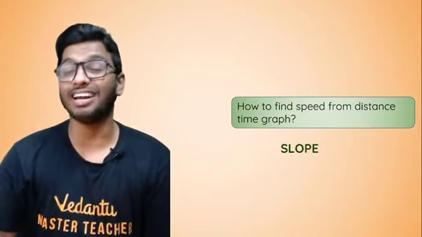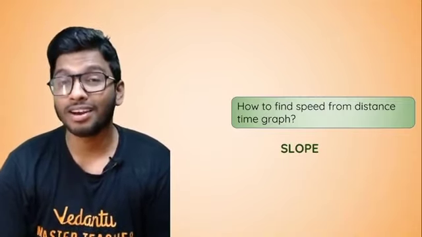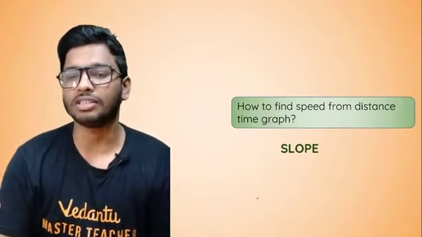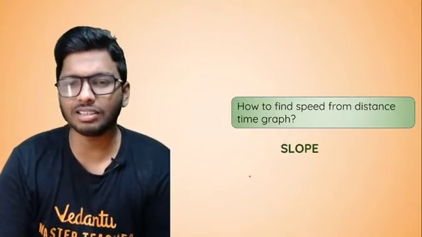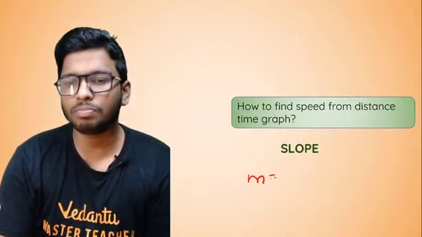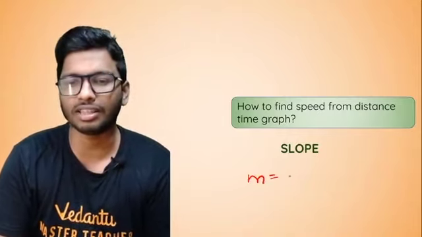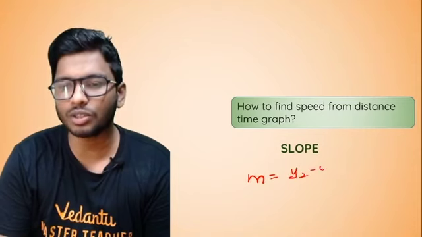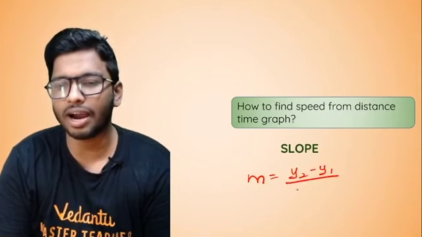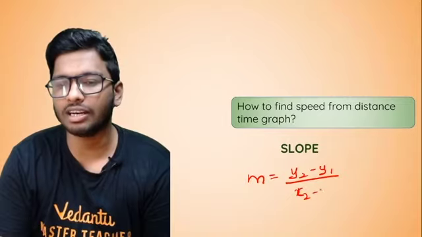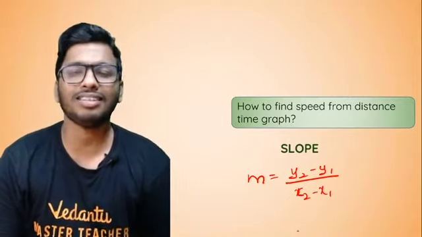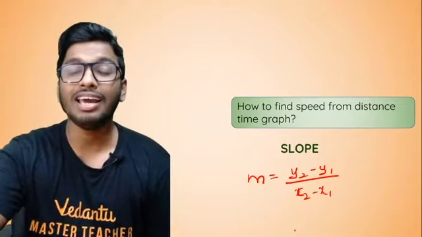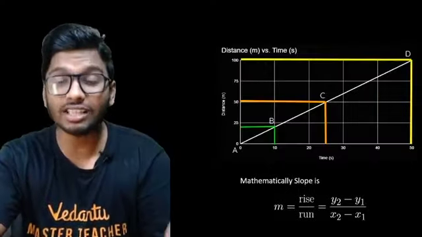Now, the question that you might ask is, sir, how do I find out the slope? Now, there is a formula to find out the slope, guys. So the slope is generally represented as m, which is basically calculated by using this formula, that is y2 minus y1 divided by x2 minus x1. Now, what are these y2, y1, x2, x1? These are nothing but the coordinates that you're going to take.